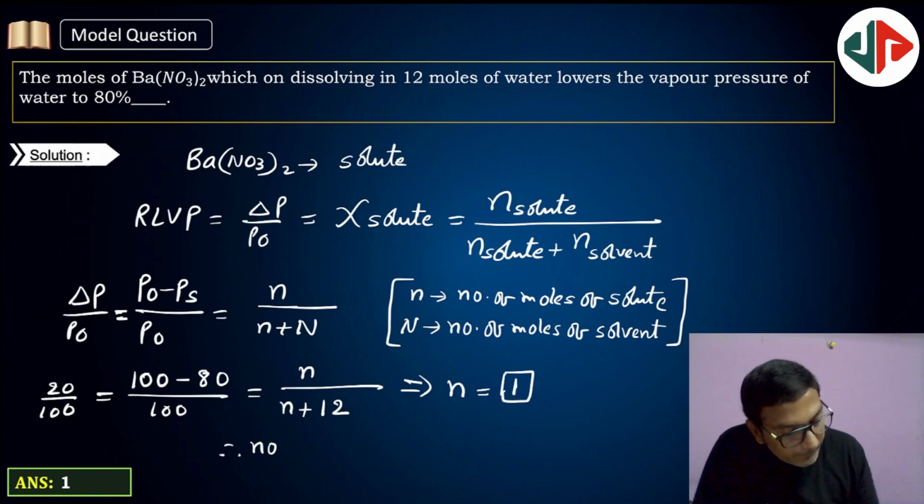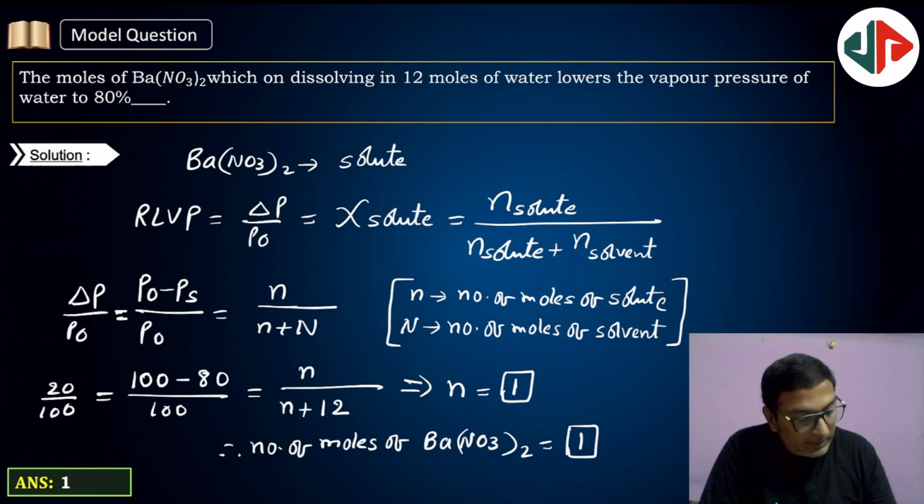Therefore, the number of moles of Ba(NO3)2 is equal to 1. 0.2 equal to n by n plus 12. Number of moles will be 1 mole.